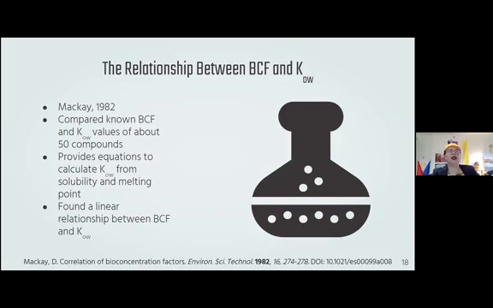And then what is the relationship between BCF and KOW? Correlation of bioconcentration factors was a paper published in 1982 by Donald McKay. This paper compared known BCF values and known KOW values of about 50 compounds. This paper also provides a few equations to calculate the KOW from solubility and melting point of a compound. McKay's paper found a linear relationship between the bioconcentration factor and the KOW. This was super valuable at the time. This was the 80s, so computational methods were not very sophisticated yet. And it was a really great way to find KOW and BCF from information that was easy to study in a lab.